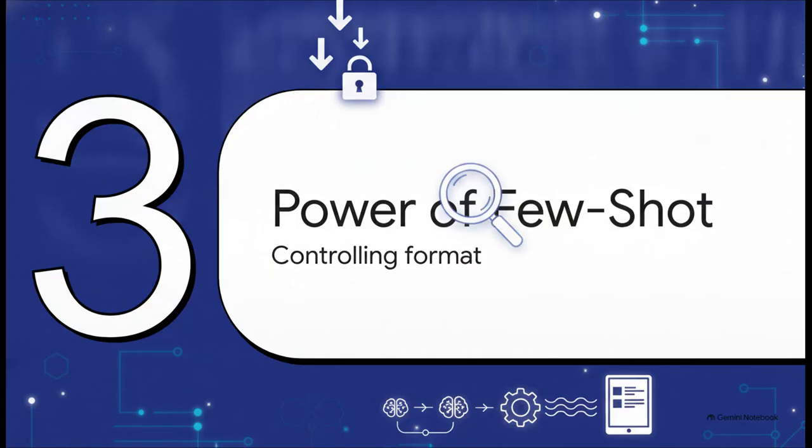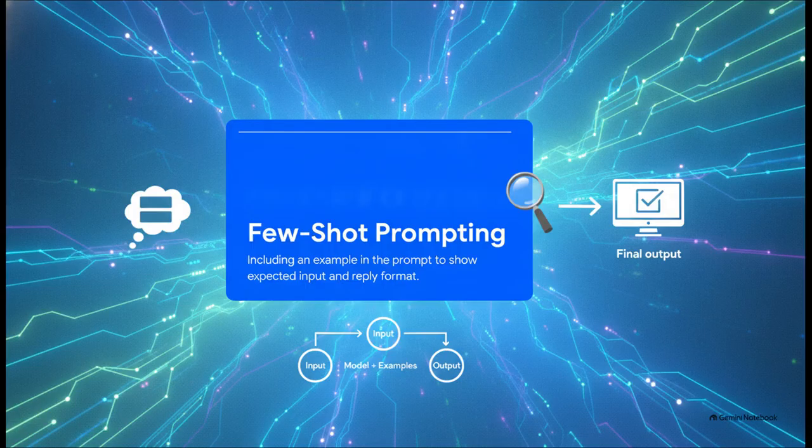All right, Section 3, the power of few-shot. We are now entering the absolute core of this explainer. If you want the ultimate tool for controlling your output format and seriously locking in accuracy, few-shot prompting is exactly what you need to master. Few-shot prompting means including an example directly in the prompt to show the model exactly what kind of input to expect and what format to reply in.